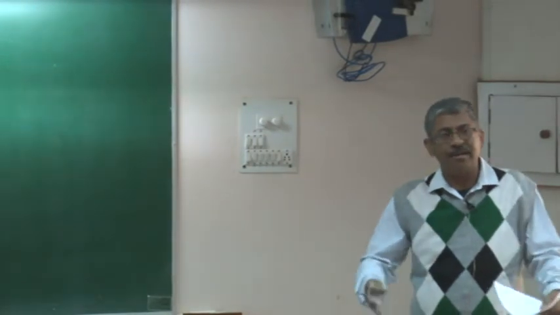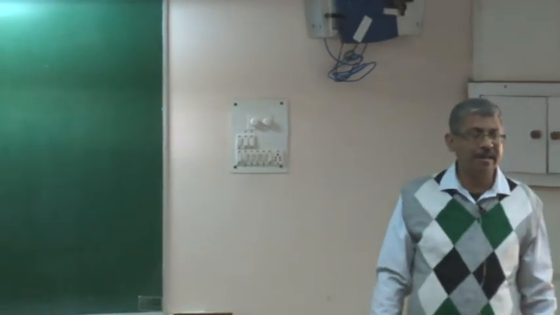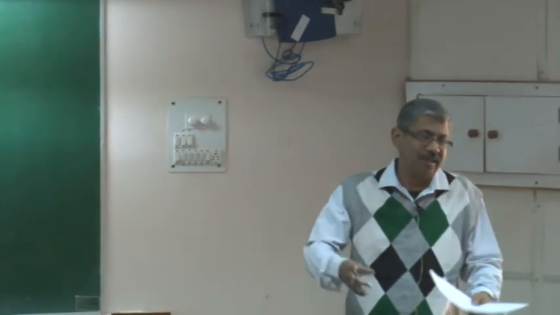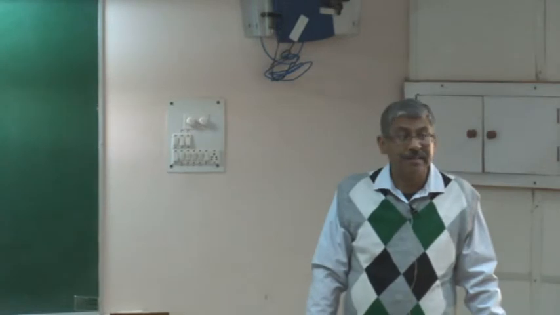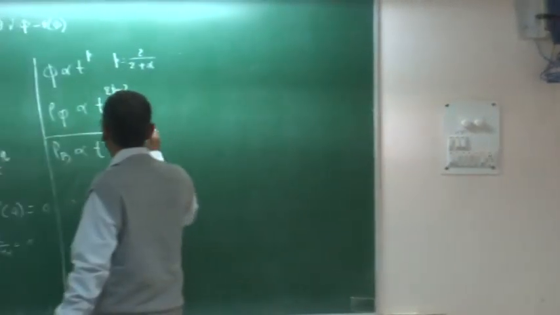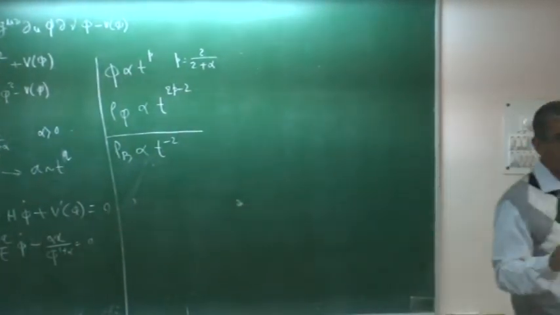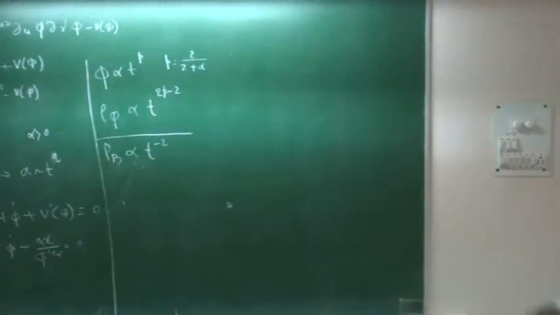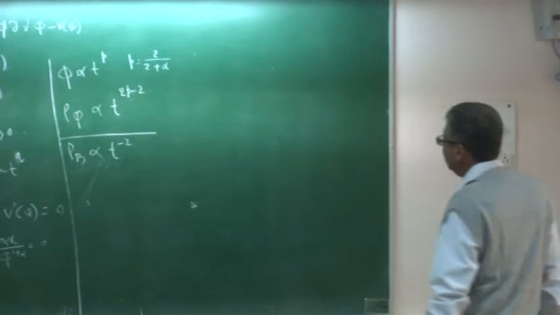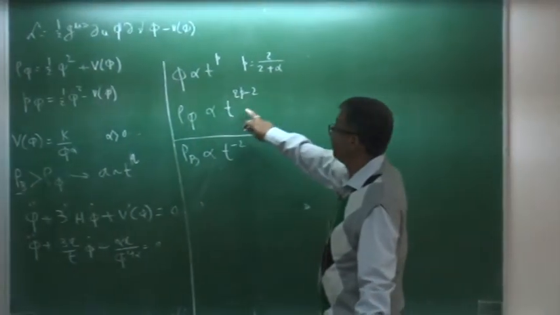Whether it's a matter or radiation, how does the background energy density evolve with time? What is roughly the time evolution? 1 by t square. Yes. So this is t to the power minus 2. Always, whether it's matter or radiation, the background evolution goes as 1 upon t square. Your rho phi goes as this.